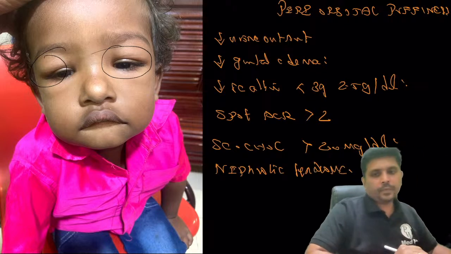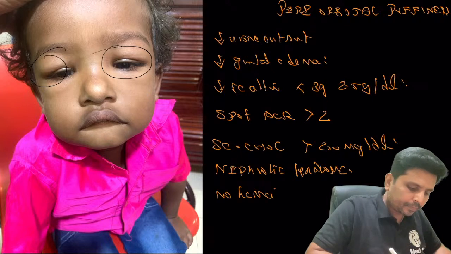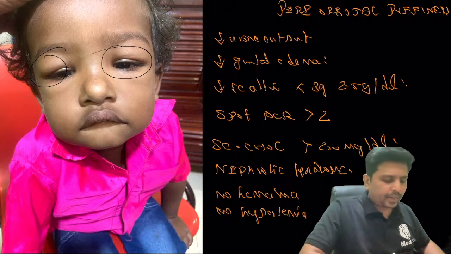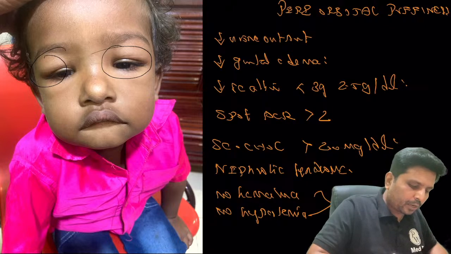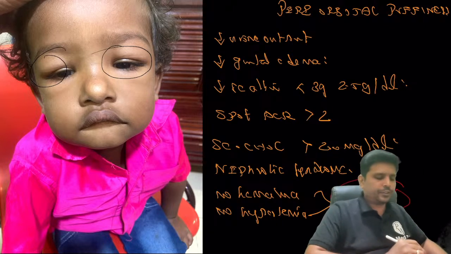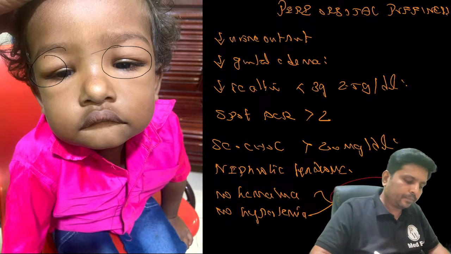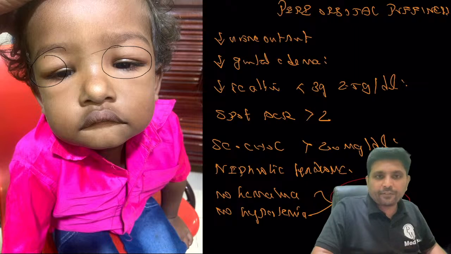Nephrotic syndrome. In nephrotic syndrome, there is no hematuria, there is no hypertension. Whenever you have hematuria and hypertension, it is more in favor of post-streptococcal glomerulonephritis. Hematuria or hypertension is a feature of post-streptococcal glomerulonephritis. Right. So this is about nephrotic syndrome.